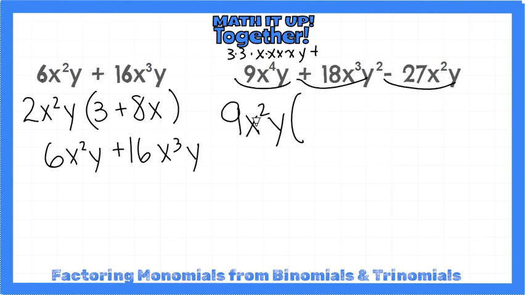All right, so the 9 is there. I need 2 more x's. So I need 4. The y is there. So I'm all set with term 1. I need a positive 2 to make 18. 9 times 2 is 18. I have 2 x's here. I need 3, so I need 1 more. I have 1 y here. I need 2, so I need 1 more. Now 9 needs to turn into a negative 27 through multiplication. That's going to be negative 3.